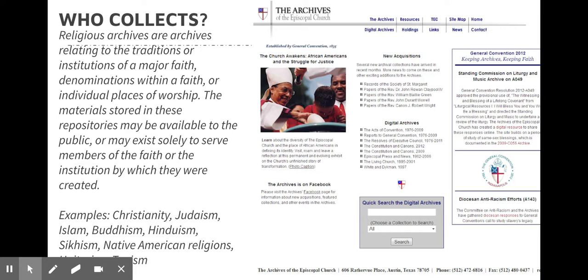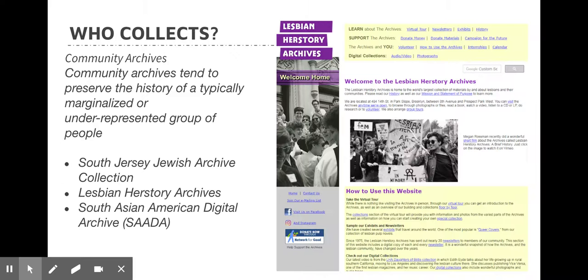There are hundreds of religious denominations and hundreds of thousands of congregations, and many religious organizations have historically kept records of their faith, as well as some vital records such as local birth and death. Community archives have become more prevalent and are usually created by communities that feel underrepresented. We'll talk about that.